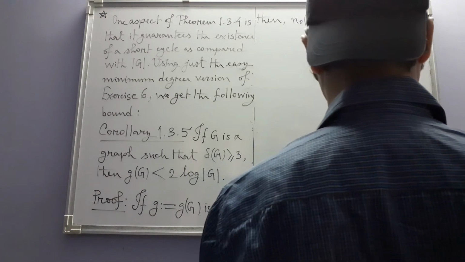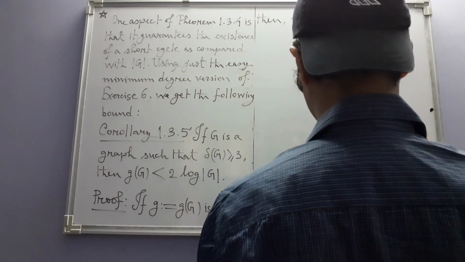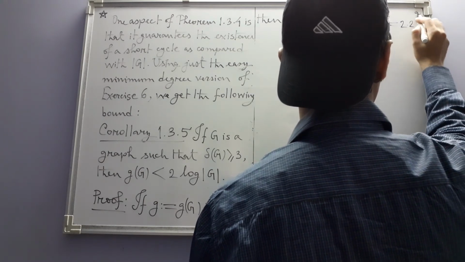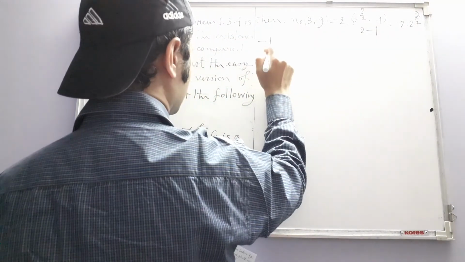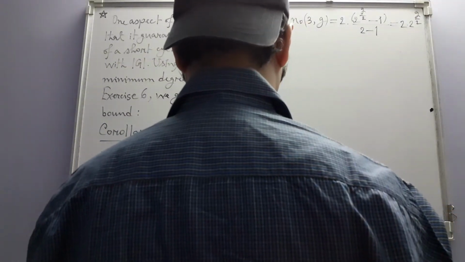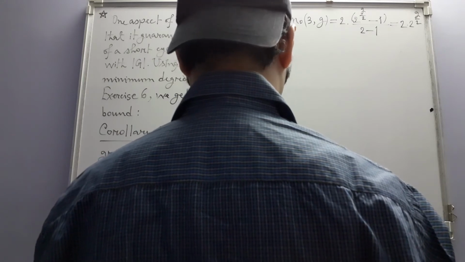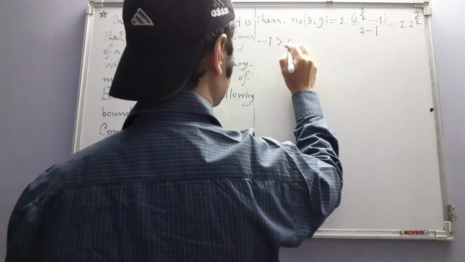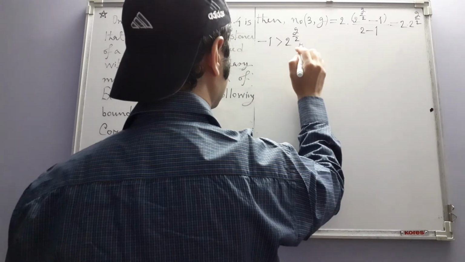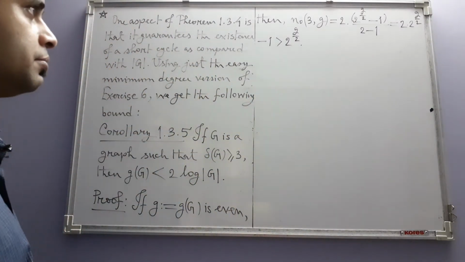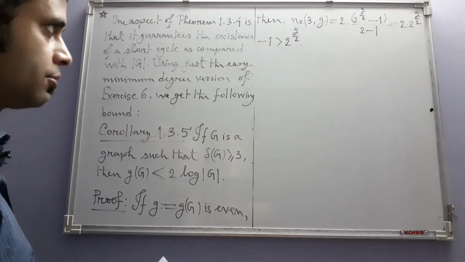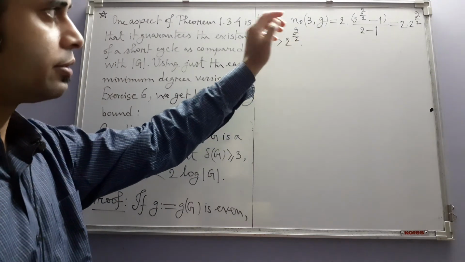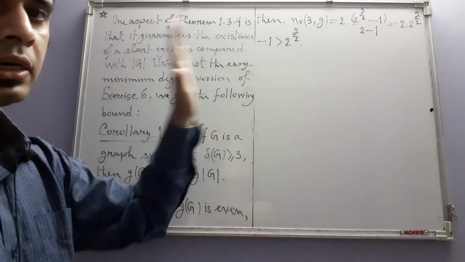which is equal to 2 times 2 to the power g by 2 minus 1, which is greater than 2 to the power g by 2. Why is that so? You see, this last inequality just tells us that 2 to the power g by 2 is greater than 1.